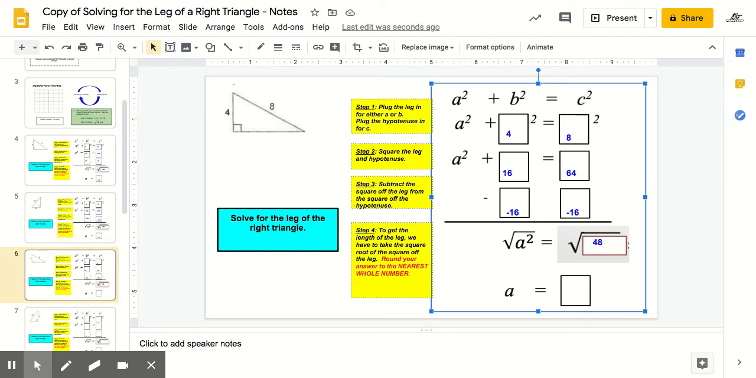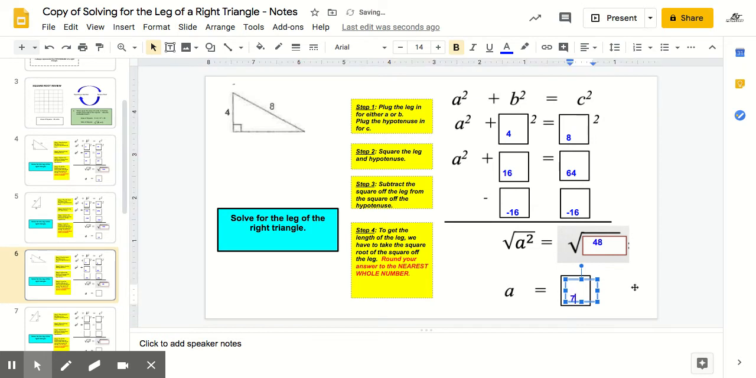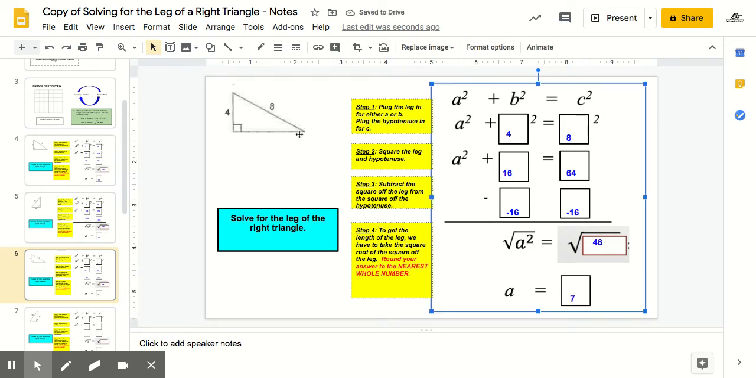So if I take the square root of 48, I get like 6.928, so on and so forth. Really, I'm just looking at 6.9. I'm rounding that to the nearest whole number. So a is equal to 7. Okay, so the length of this leg of the triangle is going to be equal to 7, rounded, which is fine.